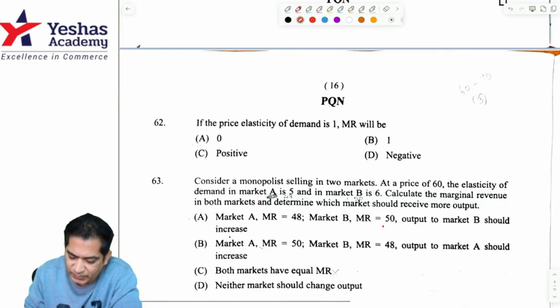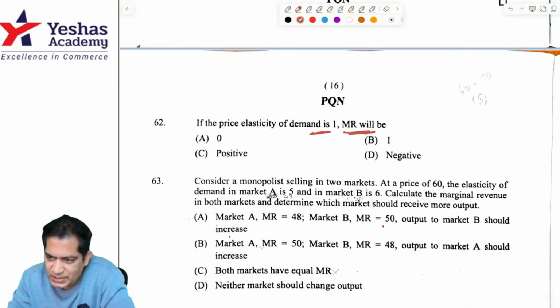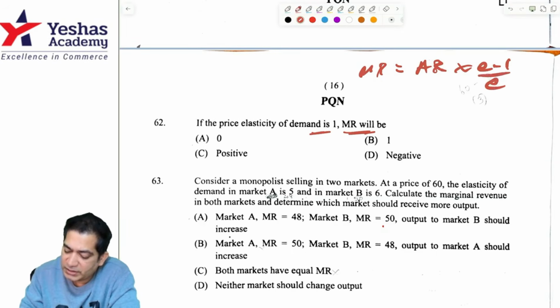If price elasticity of demand is 1, marginal revenue will be, we know that when E equals 1, MR will be equal to 0. E greater than 1, MR positive. E less than 1, MR negative. And the formula was also MR equals AR into (E minus 1) by E. So 1 minus 1 is 0, 0 by 1 is 0, 0 multiplied by AR is 0. And so the answer will be 0.